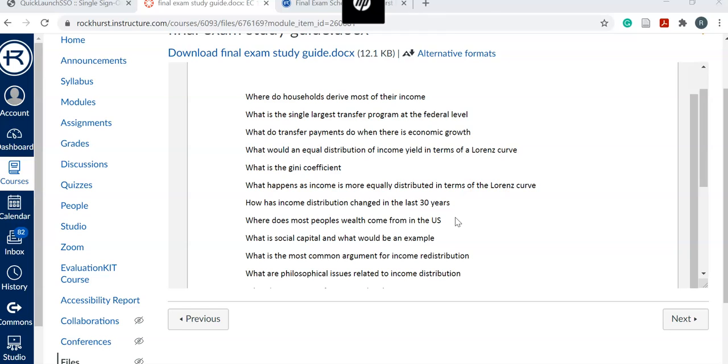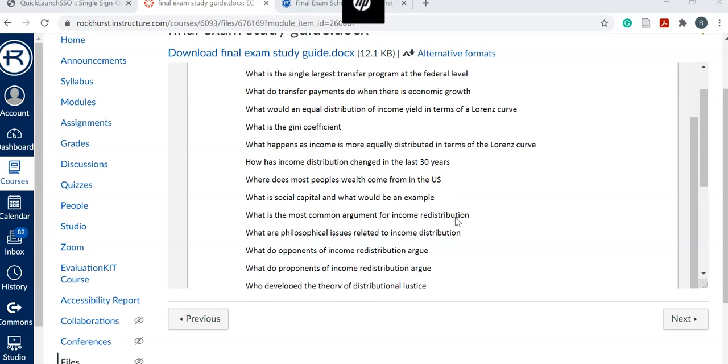Okay, what's the Gini coefficient? It is a measurement of the Lorenz curve. Okay, it is a way to compare income distribution, so you can look at different countries, for example. What happens as income is more equally distributed in terms of the Lorenz curve? That's basically the same question again. Then the Lorenz curve is not much of a curve. It is just a linear line.